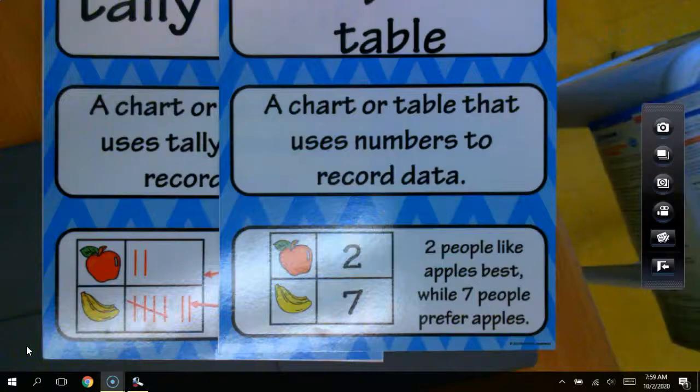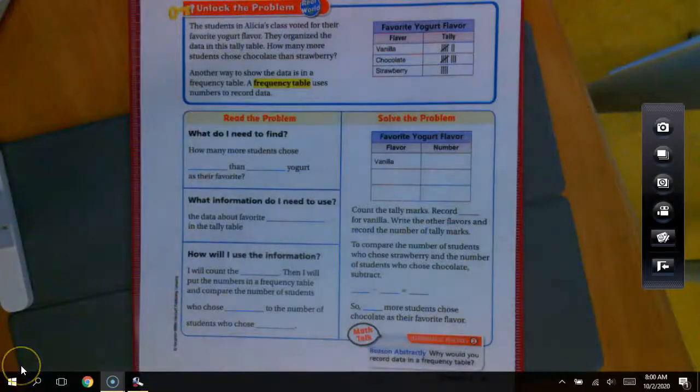So what I would like you to do is go ahead and get your math books out and turn to page 87. You will also need your pencil. So go ahead and pause the video, get your math books out, turn to page 87, and you will also need a pencil. Okay, boys and girls, let's begin our lesson.